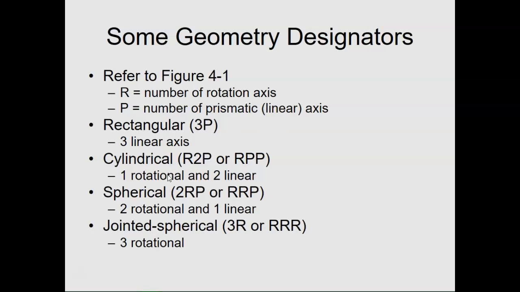Cylindrical will have 1 rotation, 2 linear, or it's an RPP, whatever you want to call it. Spherical will have 2 rotational, 1 linear. Jointed spherical has 3 rotational. These guys have 6 rotational axes, guys. Does it make sense? Because each axis is able to rotate, it doesn't move in a true linear fashion.